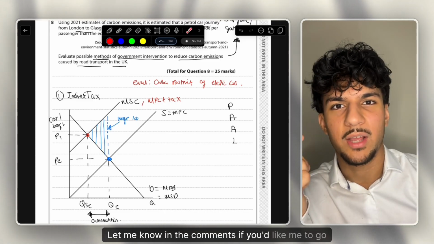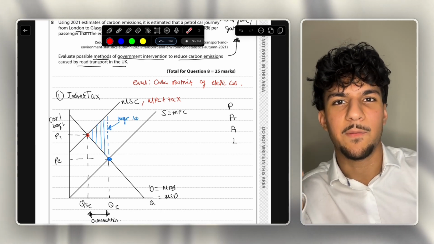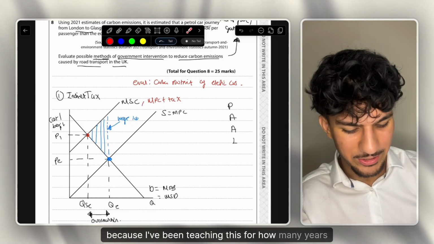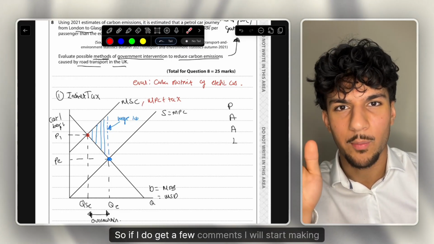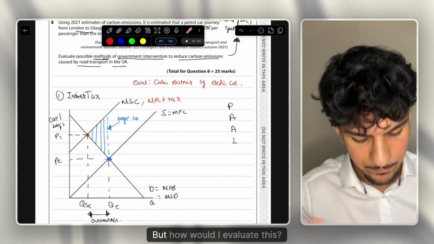Let me know in the comments if you'd like me to go through evaluation a bit more in depth. Of course, for me, evaluation is quite simple because I've been teaching this for many years. But let me know, since a lot of students struggle with evaluation. If I do get a few comments, I will start making the evaluation a bit more in detail to help you guys out. But how would I evaluate this?